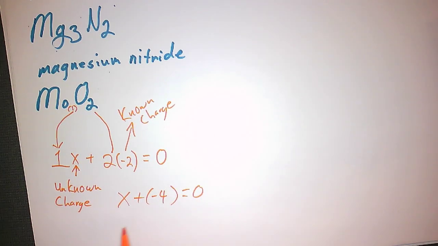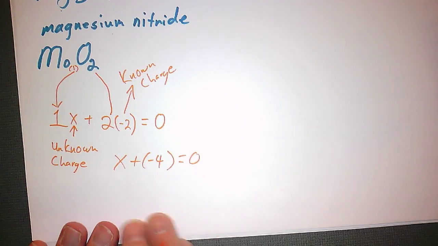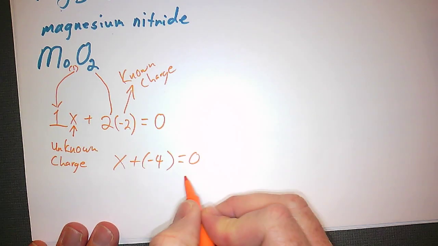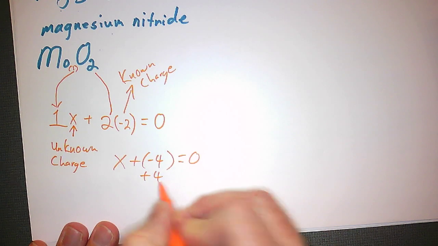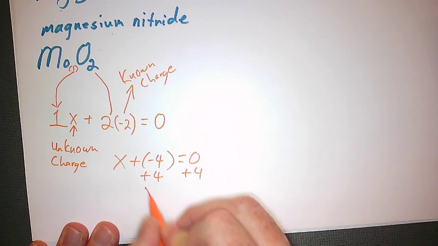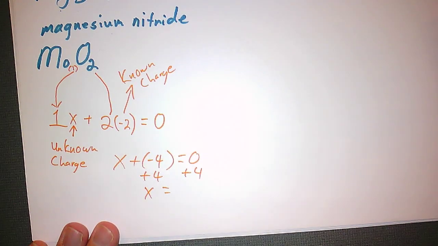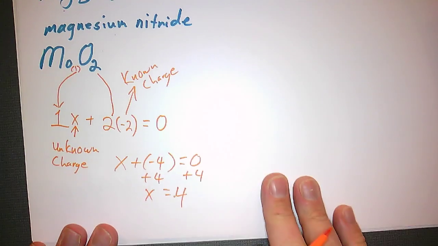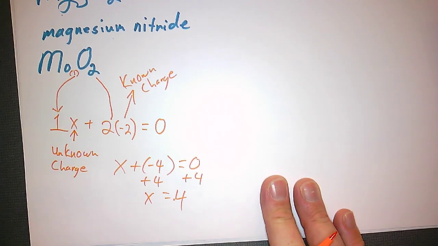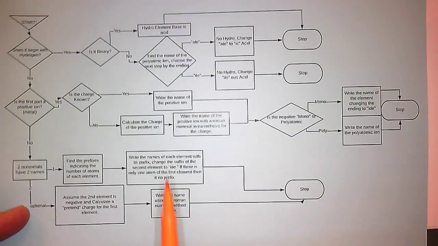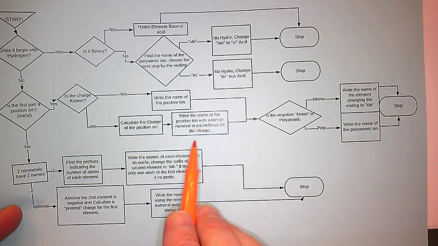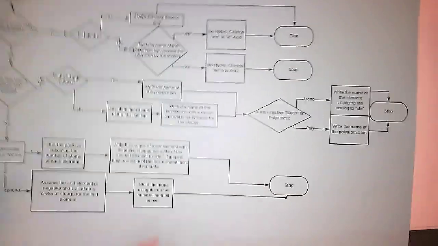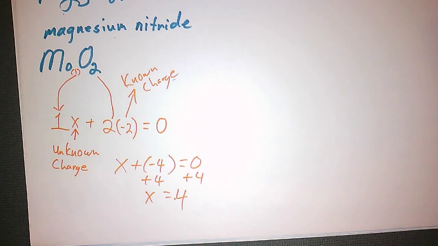How do I get x by itself? You would subtract x. Yeah, well, I could subtract x, but then I'd get a -x. Or I could add 4. So I add 4 to both sides, and I get x equals 4. All right? Once we have the charge, after we calculate it, then we're going to write the name of the positive ion with a Roman numeral for its charge in parentheses. So, what's the Roman numeral for 4?